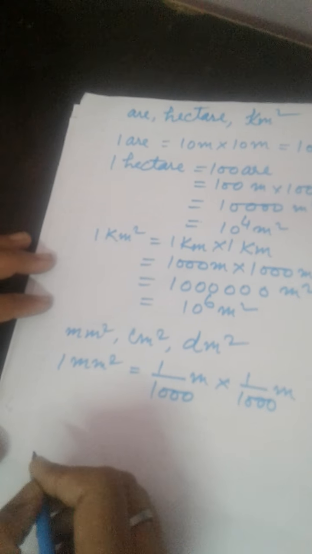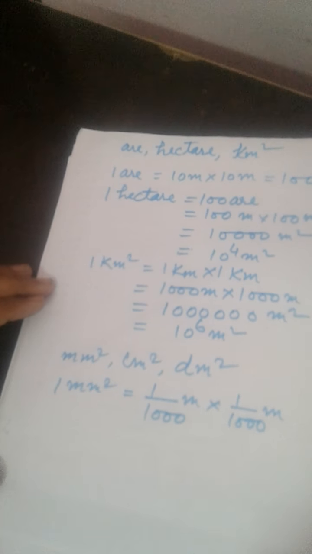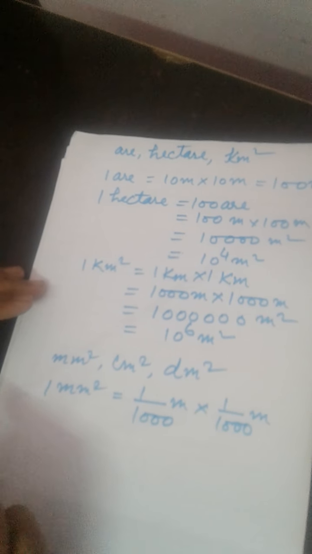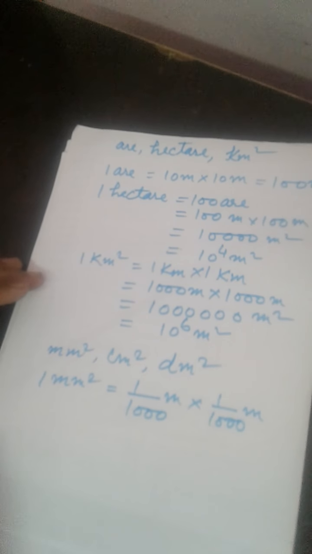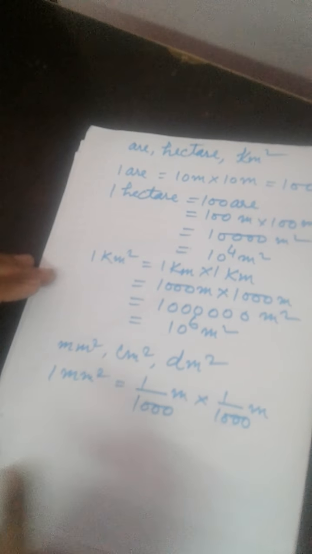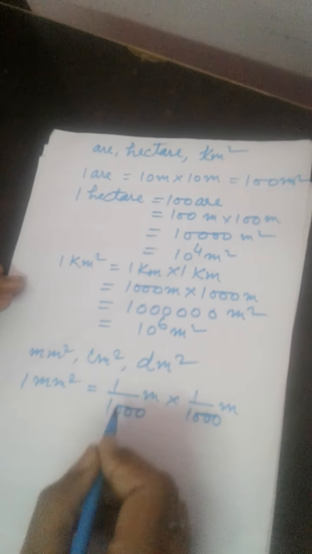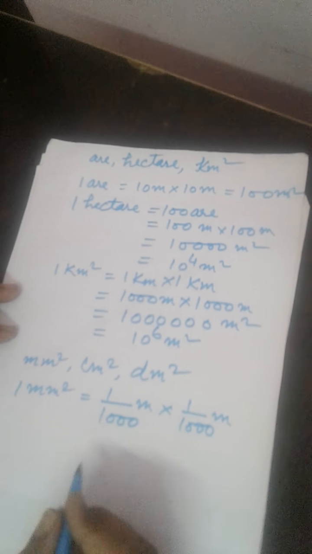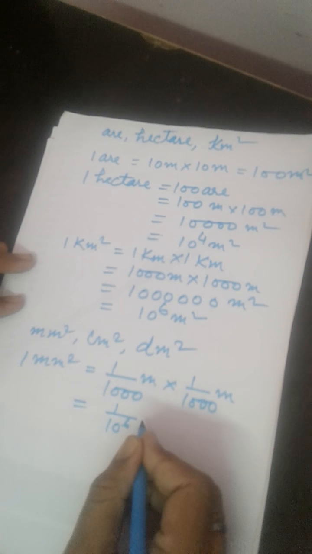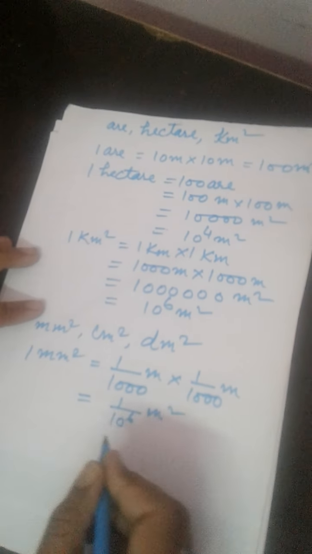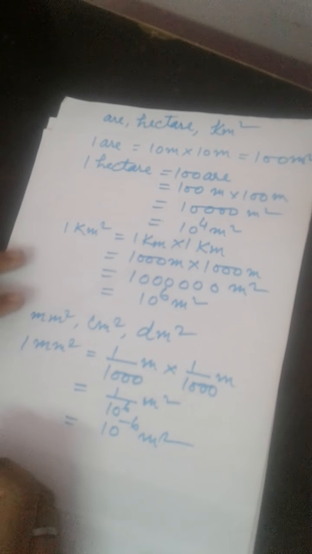make it clear that whenever we go from a smaller unit to bigger unit, we always divide. Millimeter is a smaller unit, meter is bigger unit. So when we go from millimeter to meter, we divide by 1000. So here millimeter square, so we'll write 1 upon 1000 meter and 1 upon 1000 meter, which will be equal to 1 upon 10 power 6 meter square. Is that clear? Now it becomes 10 power minus 6 meter square.